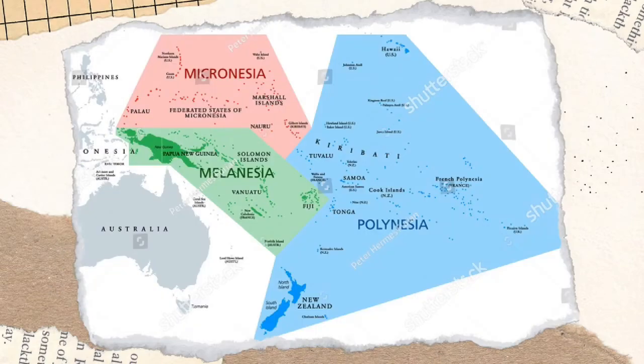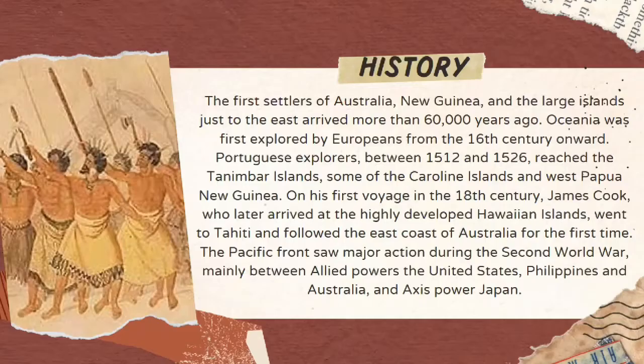This is the map of Oceania. Next is history. The first settlers of Australia, New Guinea, and the large islands just to the east arrived more than 60,000 years ago. Oceania was first explored by Europeans from the 16th century onwards. Portuguese explorers between 1512 and 1526 reached the Tanimbar Islands, some of the Caroline Islands, and West Papua New Guinea.